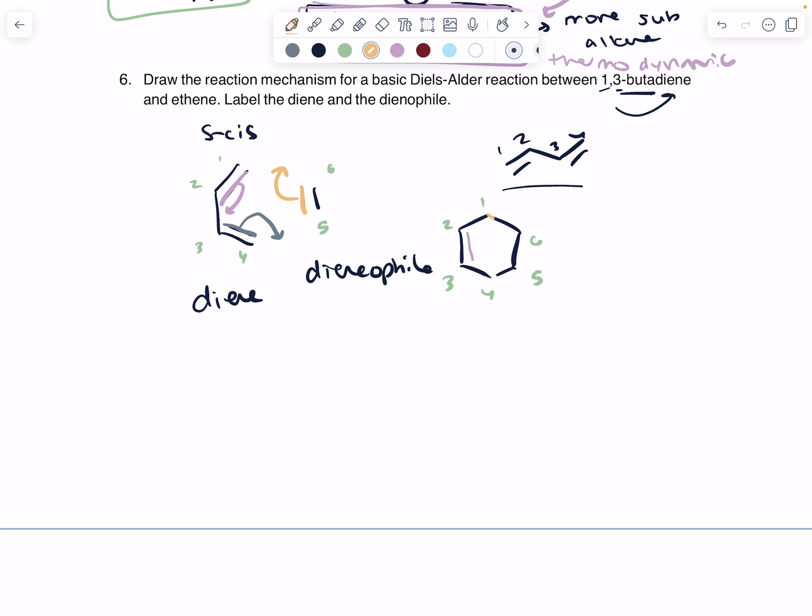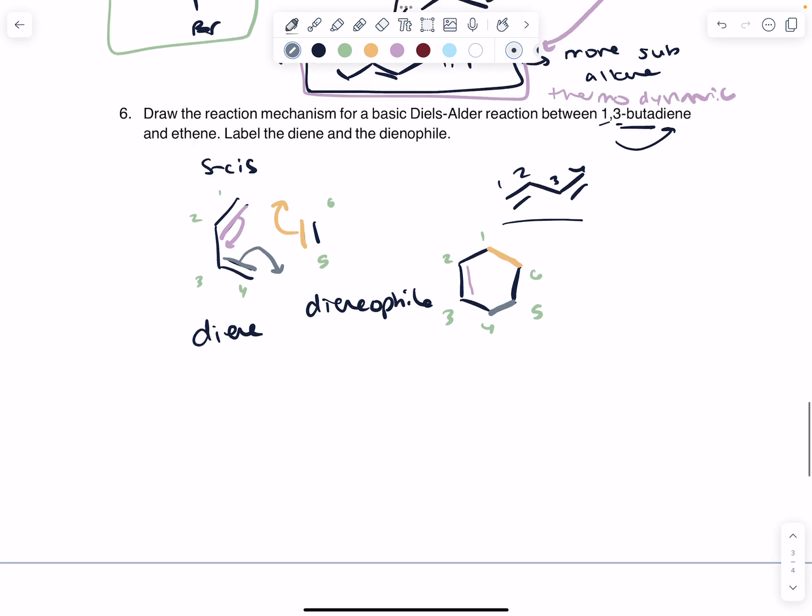The bond that formed between 1 and 6 is this orange one here. That came from the pi bond between 5 and 6 previously, and the one that formed between 4 and 5 is the blue one that came from over there. So if you're feeling a little unsure about this, please go watch my video on Diels-Alder.